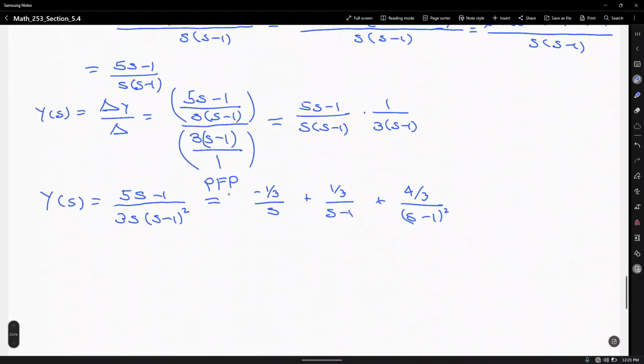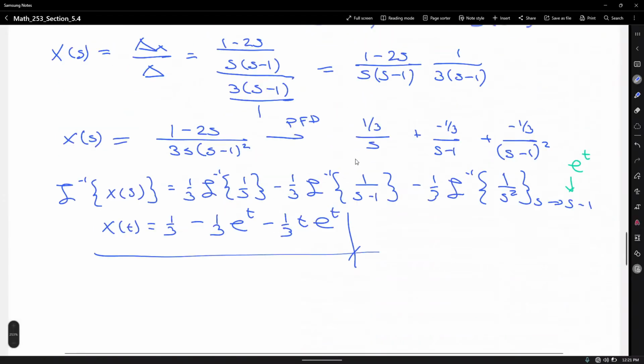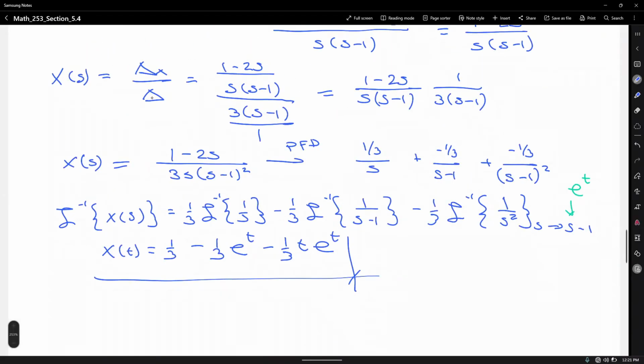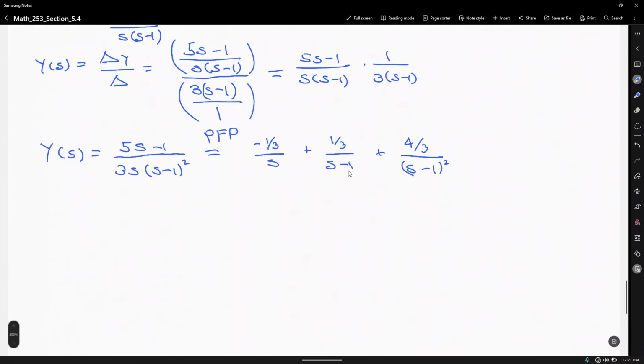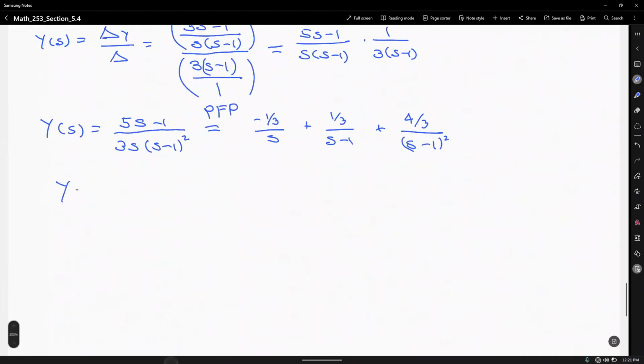And again, guys, notice the point where we're doing the partial fraction decomposition. That is, when we're finding y of s, which is the quotient delta y over delta, and the same over here that we did before when we did the quotient delta x over delta. Do not do it before. It's not worth it. Okay, so let's find the inverse of y of s.